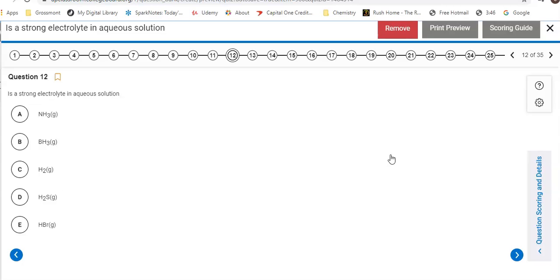H2S, same thing. The one that would be is HBr. That's hydrobromic acid. It will dissolve to form hydrogen ions and bromide ions in solution. So you have a bunch of plus charges and a bunch of minus charges for the bromide floating around. And so that would be an electrolyte. So the answer to that one is E.